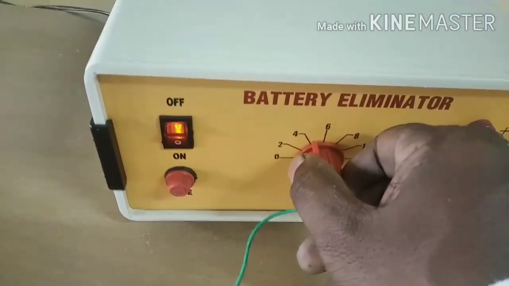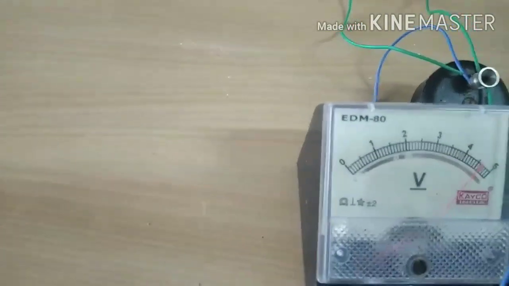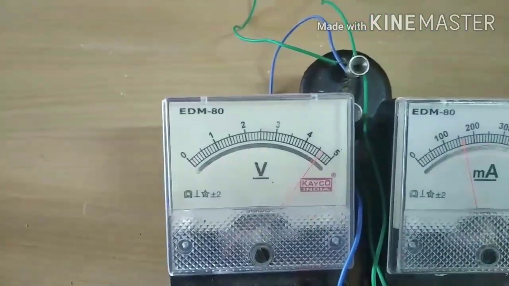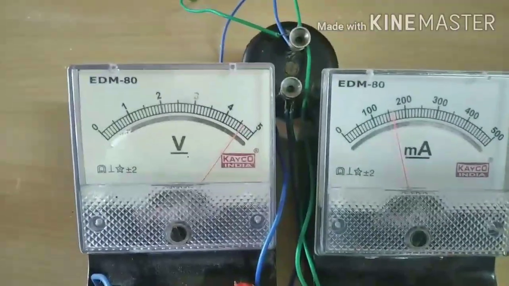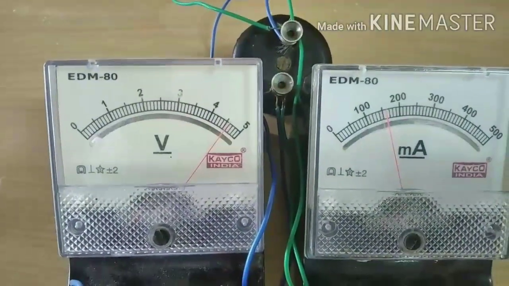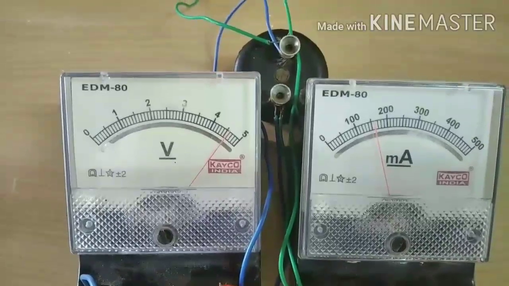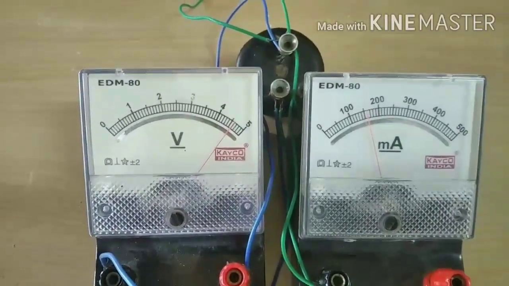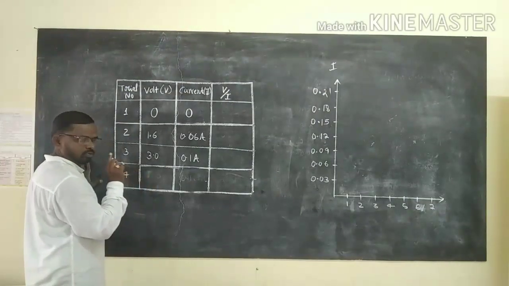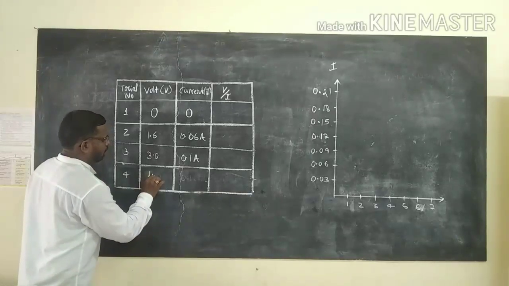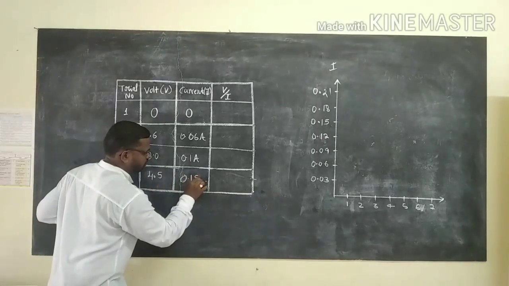I increase the voltage supply by turning the knob to 6. The potential difference across the conductor shown by the voltmeter is 4.5 and the current through the resistor shown by the ammeter is 150 microamps, that means 0.15 ampere. I take all these readings in the table. I supplied 6 volt, the voltmeter shows 4.5 volt, the ammeter shows 0.15 ampere.